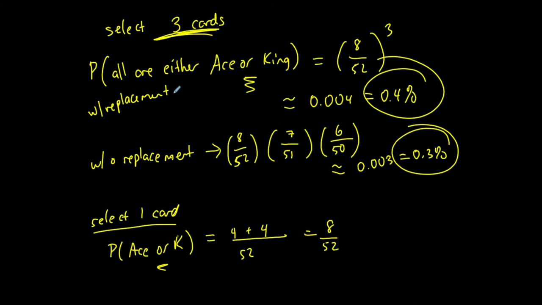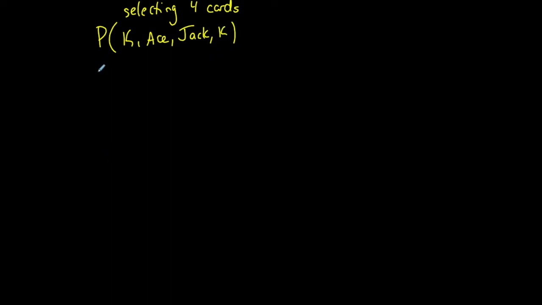Be careful with this. It's a combination of the addition rule and the multiplication rule. But if you're selecting more than one, focus on one, deal with that, and then go and deal with more than one. Okay? I want to do one more, let's say that I'm selecting 4 cards. And I want the probability that I select them in this order: I get a king, then an ace, then a jack, and then another king, without replacement. I'm expecting this to be really small, but let's see.